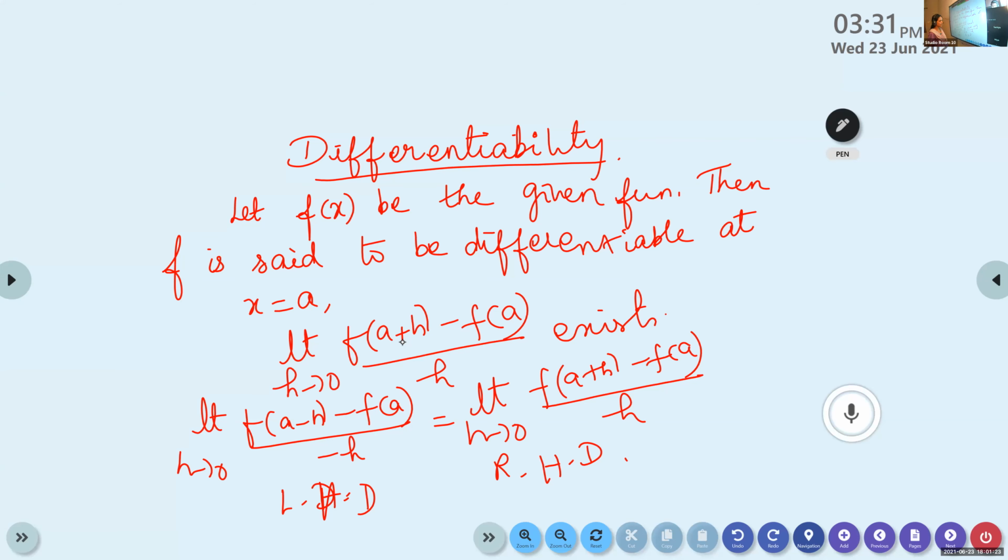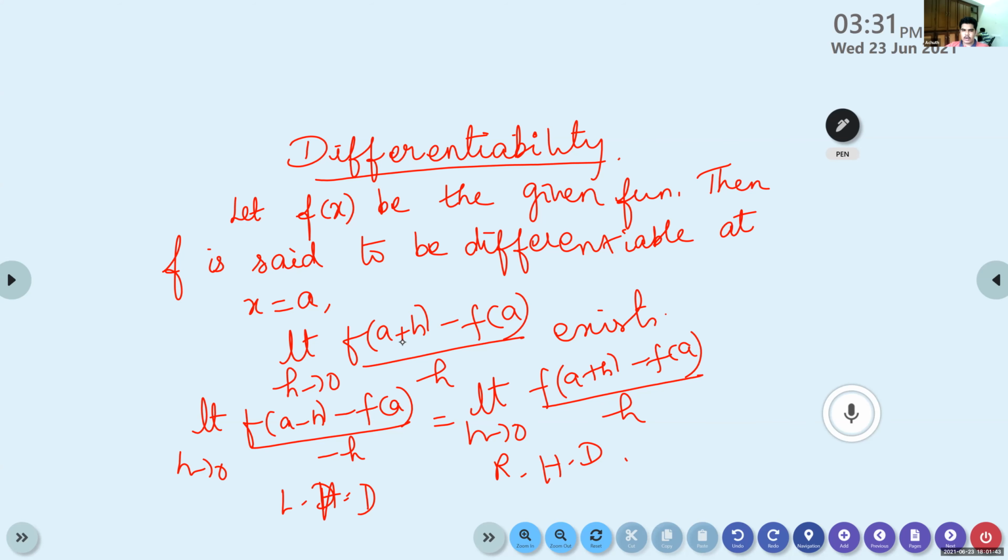That is when left hand limit is equal to right hand limit. Okay, left hand derivative. Instead of limit, what is the term we use here? Derivative. If left hand derivative is equal to right hand derivative, we say it is differentiable.